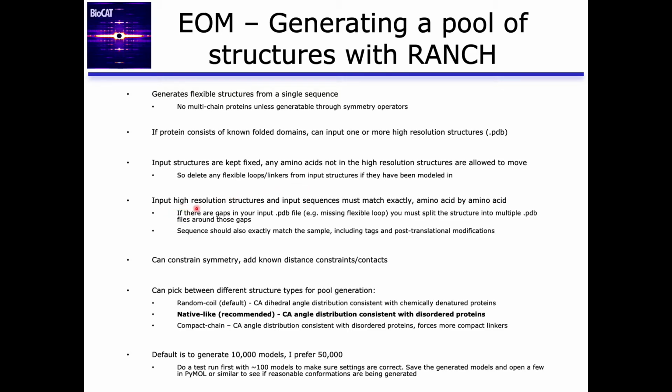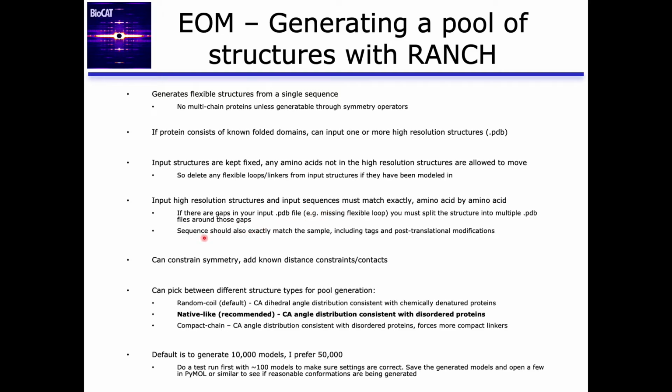Additionally, any input high-resolution structures and input sequences must match exactly, amino acid by amino acid. So this is often the most challenging part of getting the input right. Not only do you have to input the PDBs in sequence order, this is very important, people sometimes mess this up, or they do reverse sequence order, but if there are any gaps in your input PDB file, like a missing flexible loop, you have to split the structure into multiple PDB files around those gaps. Otherwise, Ranch is going to see different sequences between the PDB and the sequence that you input, and it's going to spit out an error.